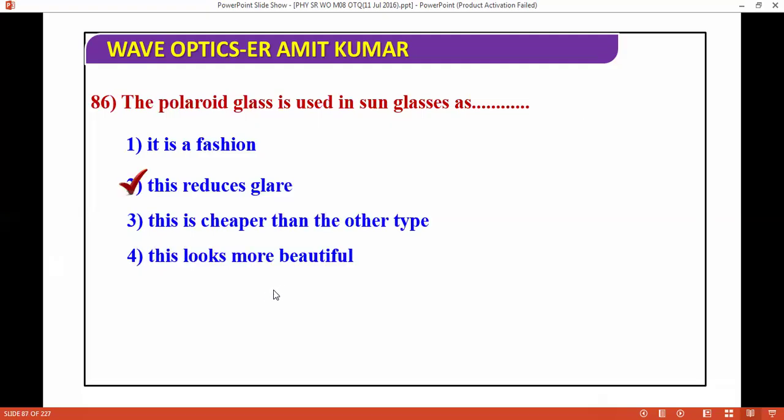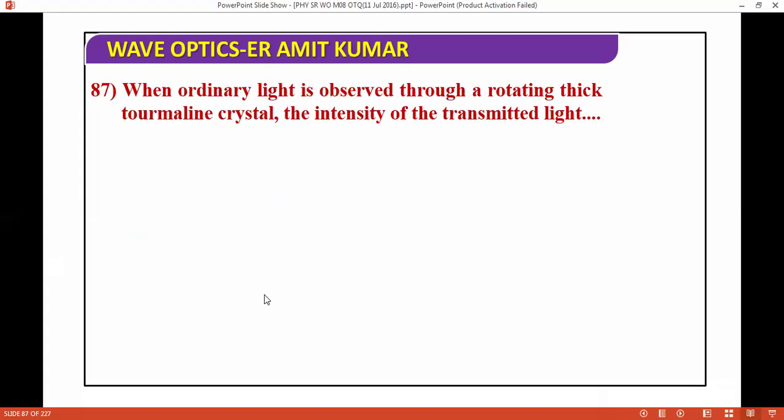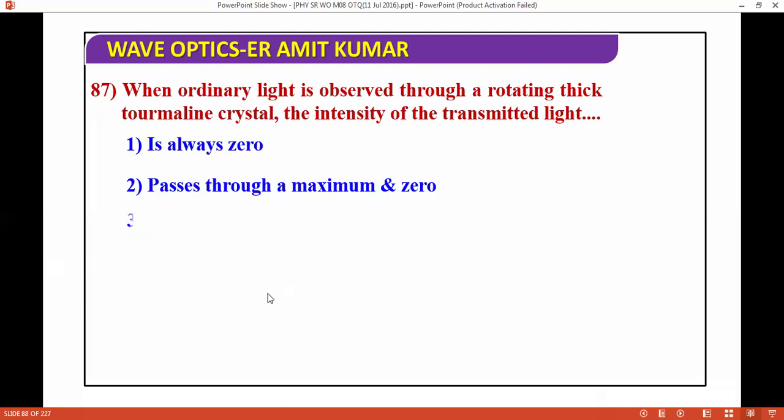Okay, so polarized glass is used in some glasses, and this reduces glare. Next question: when ordinary light is observed through a rotating thick tourmaline crystal, the intensity of the transmitted light is always zero, passes through maximum and zero, or remains the same. The correct answer is remains the same.